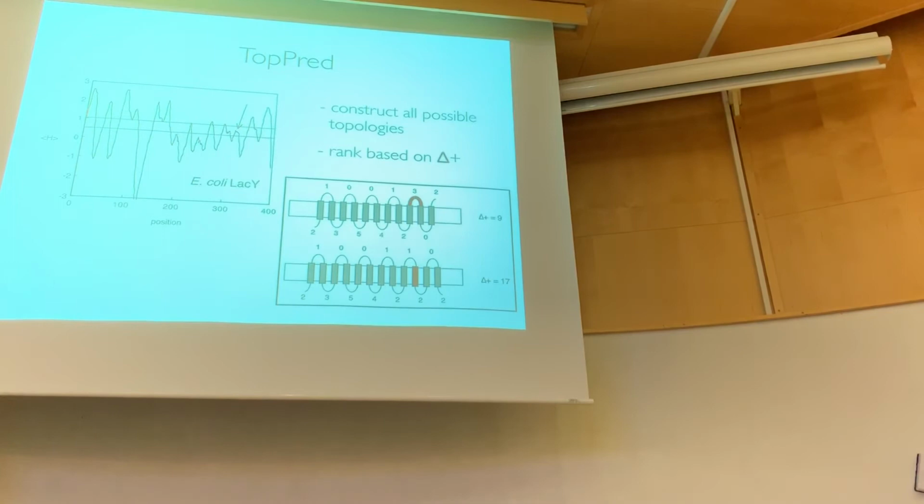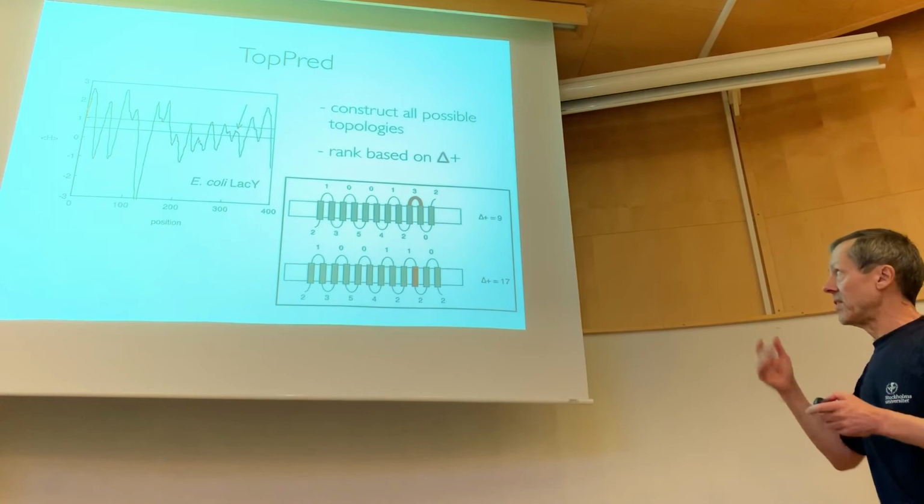So that was how the positive inside rule was used to improve topology prediction. And of course, you get the orientation for free as well. You would say, this must be the inside, this must be the outside. But the positive inside rule actually helps you to predict whether this is or is not a transmembrane helix. So that was the idea. And this made topology prediction useful. It wasn't super, super good, but it was much better than just using hydrophobicity alone. And it showed that this is a tractable problem somehow.